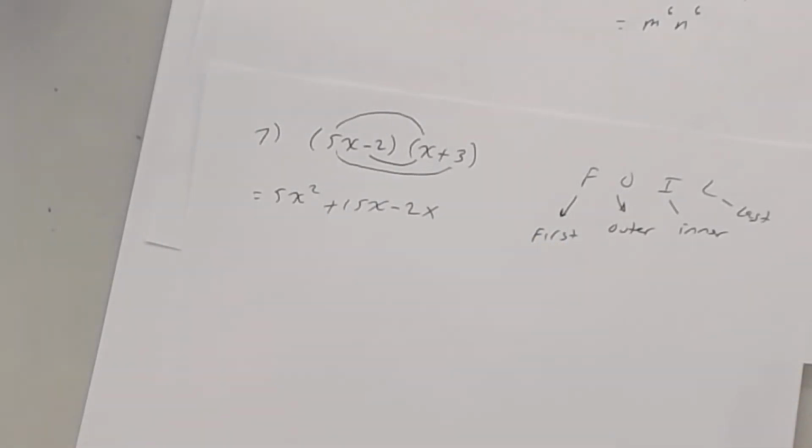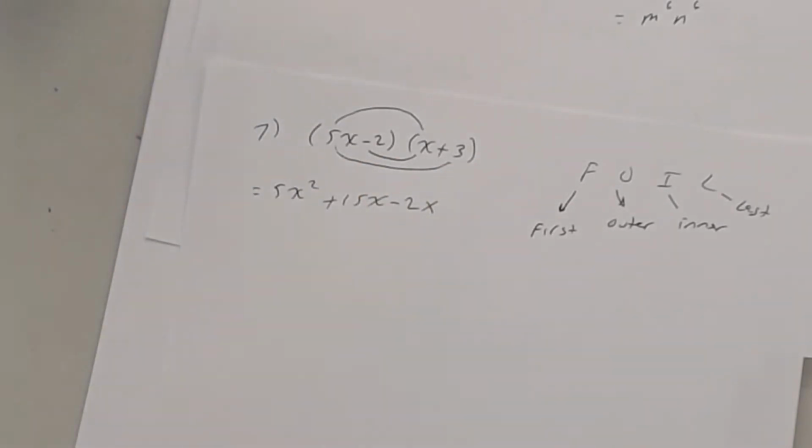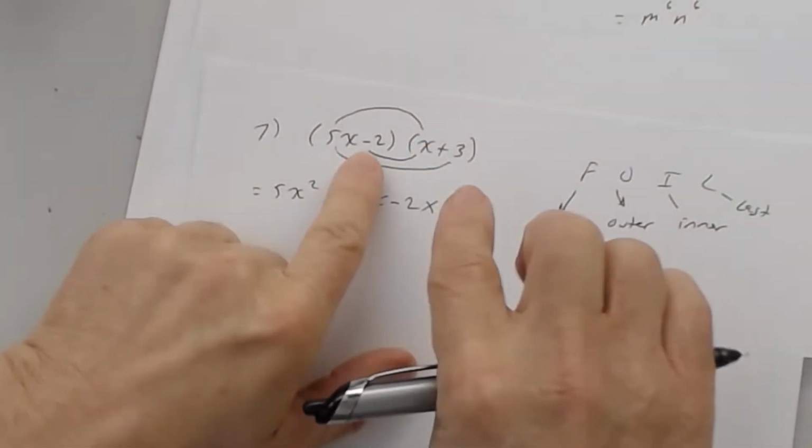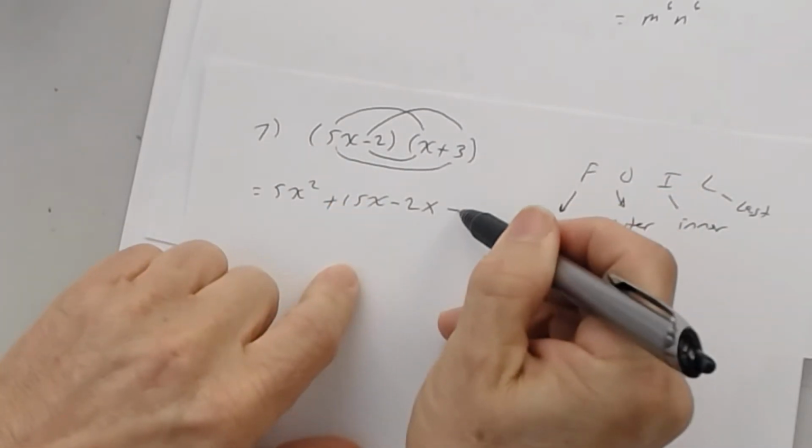And now the last. Remember when we did the first, we said first terms of each binomial? Last means last terms of each binomial. So what's the last term here? Negative 2. What's the last term here? 3. So what do I get? Negative 6. All right. So that's what I have so far.